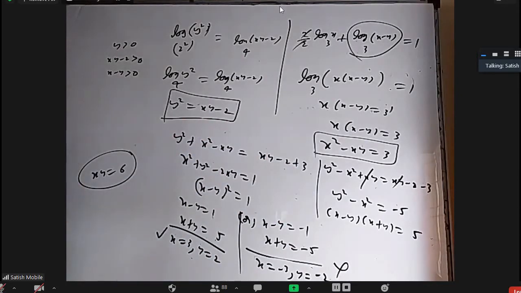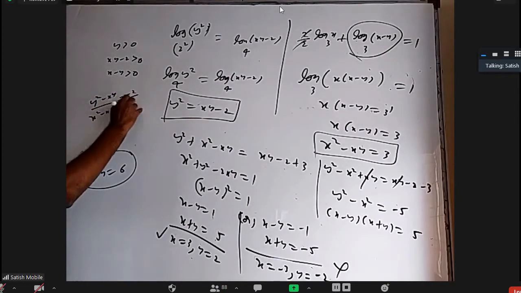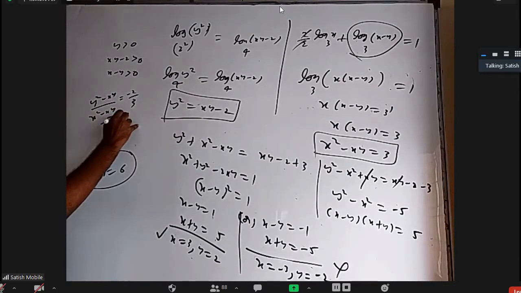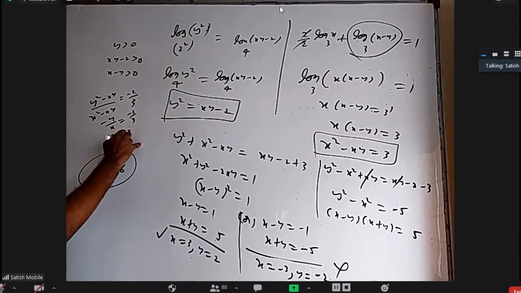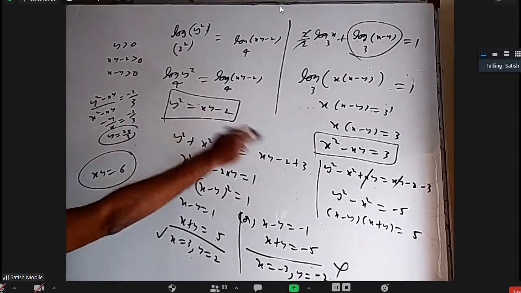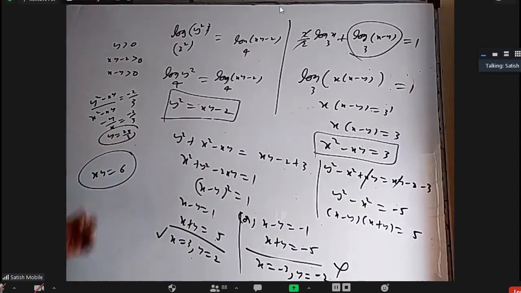What will happen to that? (y square minus xy) by (x square minus xy) is equal to minus 2 by 3. You take y common, x common, minus y by x is minus 2 by 3. So wherever y is there, you can write 2x by 3. Substitute it back here or here, you'll get a quadratic equation also, you can solve. That is another way to solve.